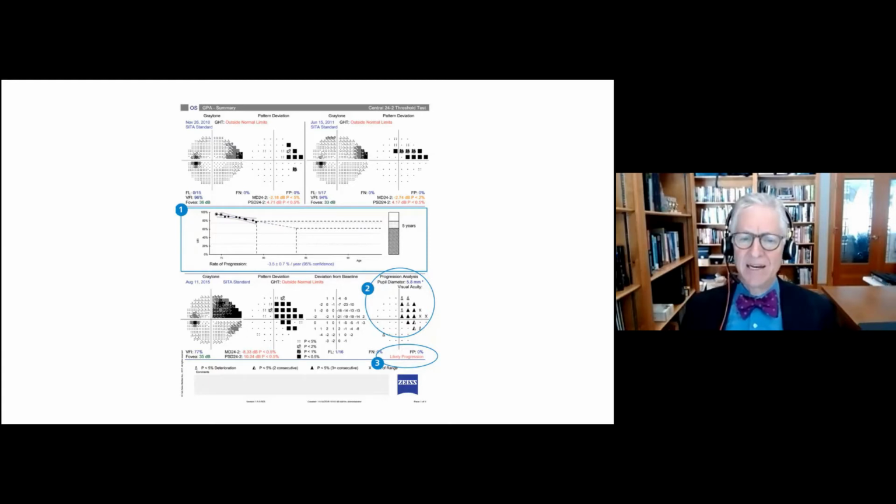The mean defect is similar. The reliability is excellent. So those are 2 good baseline fields. Right below that is the progression, the trend analysis, and you can see this is someone who's progressing.